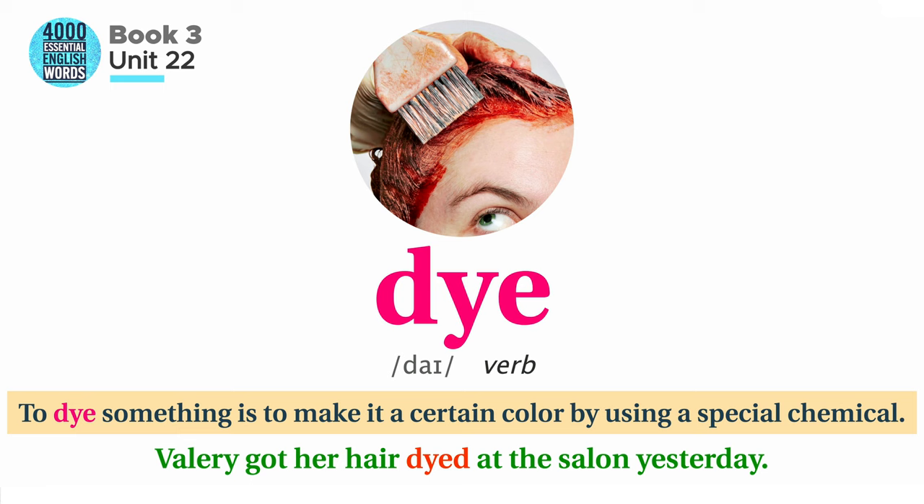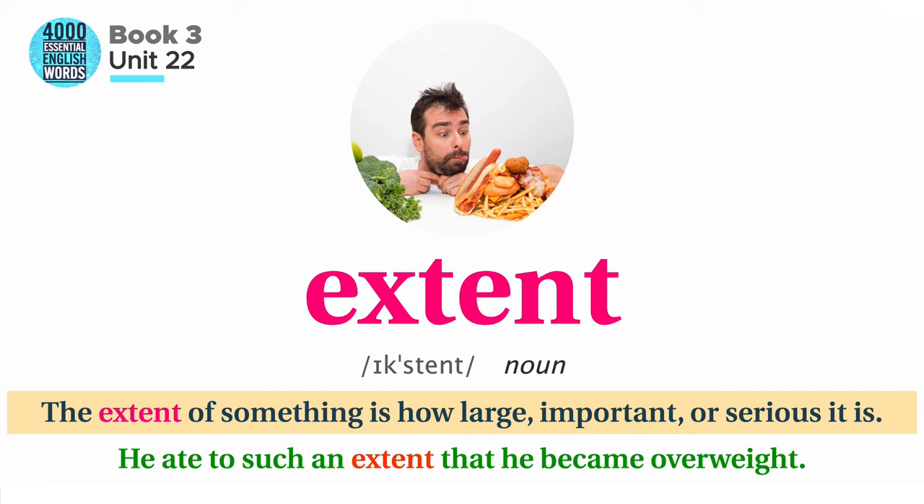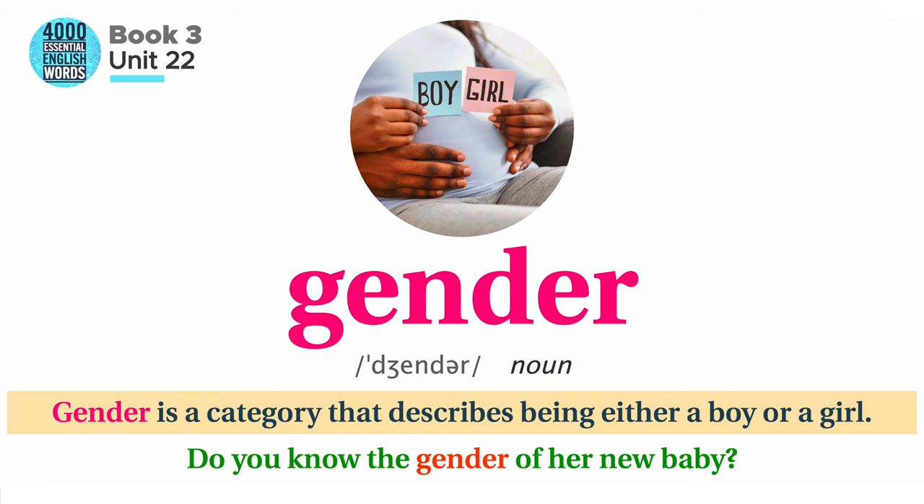Extend. The extent of something is how large, important, or serious it is. He ate to such an extent that he became overweight. Gender. Gender is a category that describes being either a boy or a girl. Do you know the gender of her new baby?